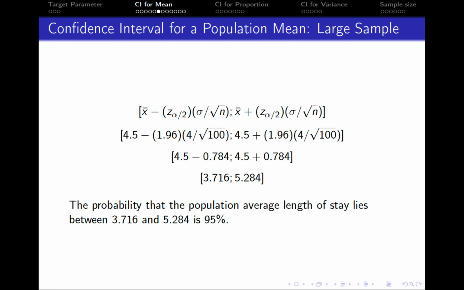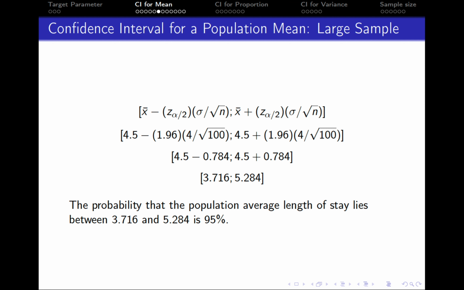So let's see how the interval is constructed. We substitute everything into this formula, and we get the following values. 3.716 is the lower boundary of the interval, whereas 5.284 is the upper boundary.